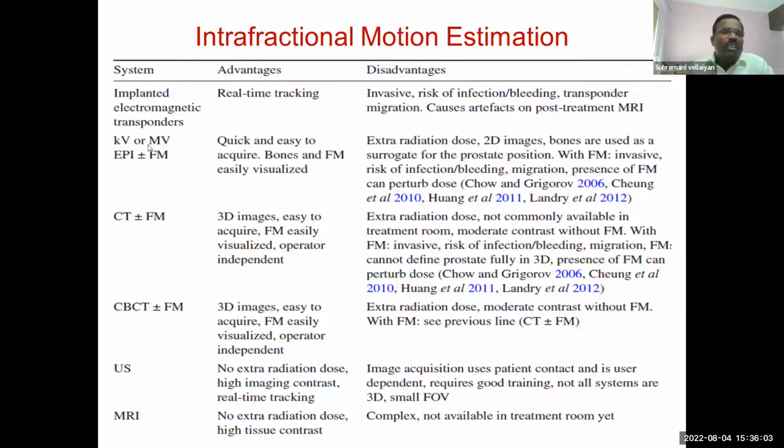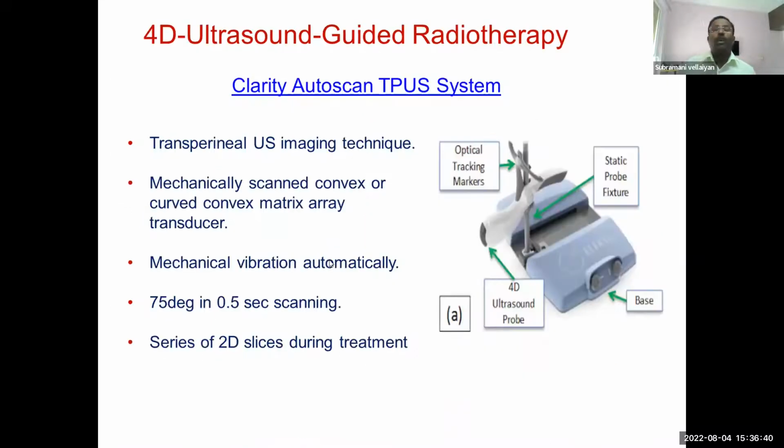Similarly, with kV and MV imaging with fiducials, it is quick and easy, and bones and fiducials are easily visualized. But it is extra radiation, and basically it is 2D images. When you use 3D, again 3D images, but extra radiation. When you use CBCT, again extra radiation. If you use ultrasound, there is no radiation, it has high imaging contrast and is real time. However, image acquisition depends on the contact between the patient and probe, and is user dependent. Training is important. These are some of the rationale for why ultrasound is being used for 4D image-guided radiotherapy.